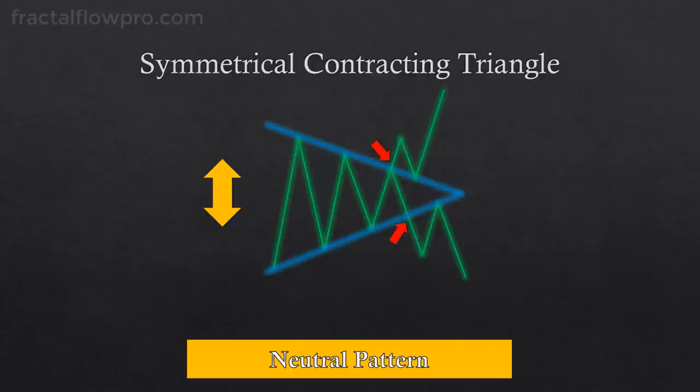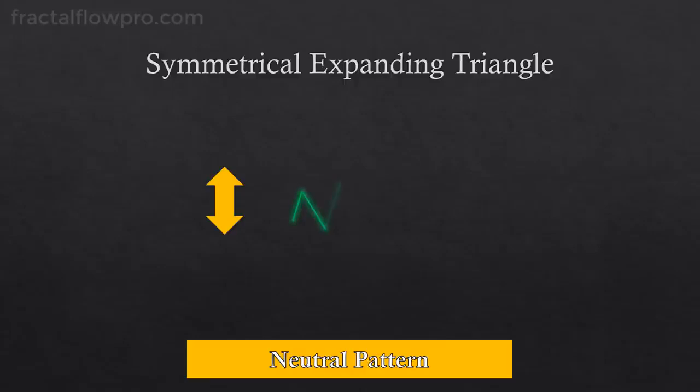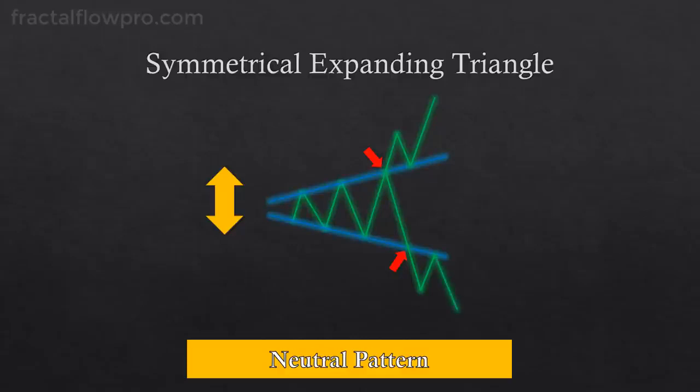The next triangle is called symmetrical expanding triangle, and this one implies an increase in volatility that can be quite challenging to trade. If price breaks out of the pattern to the upside, the stop should be below the lowest low in the pattern or below a confirmed demand zone. If price breaks the pattern to the downside, the stop should be above the highest high in the pattern or above a confirmed supply zone. The target in all situations should be at least 3 times as big as the stop.